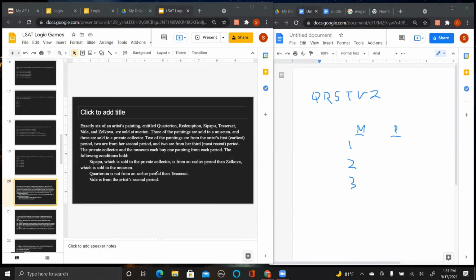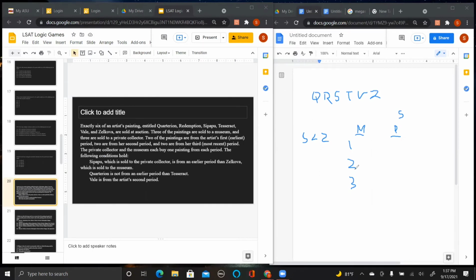And then we have these rules. Sipapu, so to the private collector, is from an earlier period than Zelkova, right? So Sipapu is over here, and it is earlier than Zelkova. So S is less than Zelkova. Less corresponds to earlier, right?